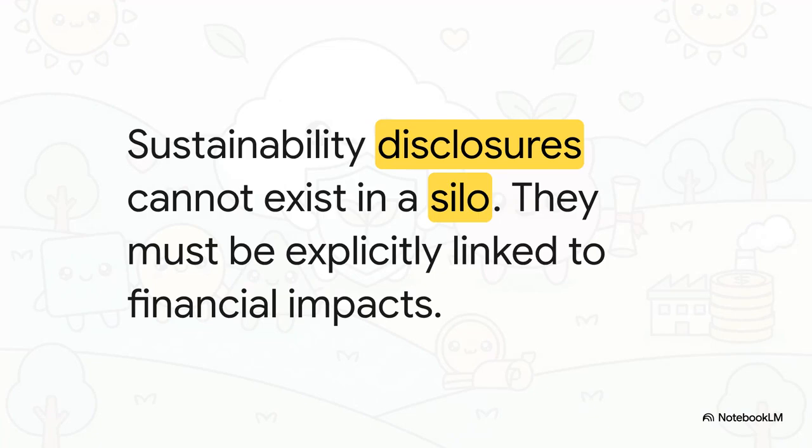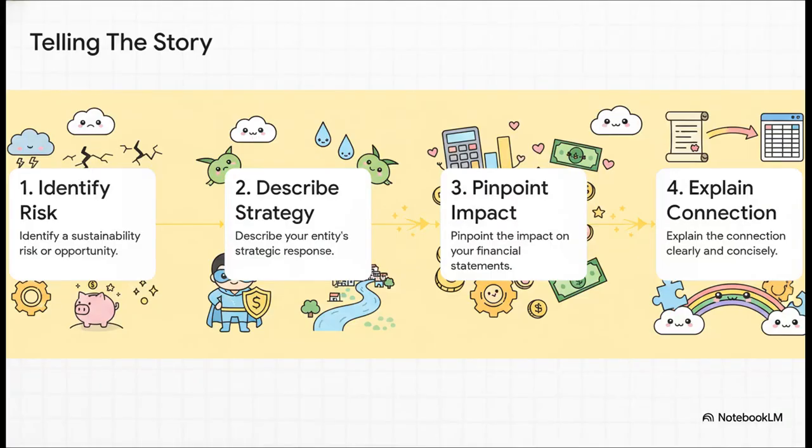What this means is you have to draw a really clear line from your sustainability risks and opportunities to how they actually impact your financials, both today and down the road. It's really your job to connect those dots for your primary users, showing them how your sustainability strategy hits the bottom line. Think of it as a simple 4-step process you can always follow.